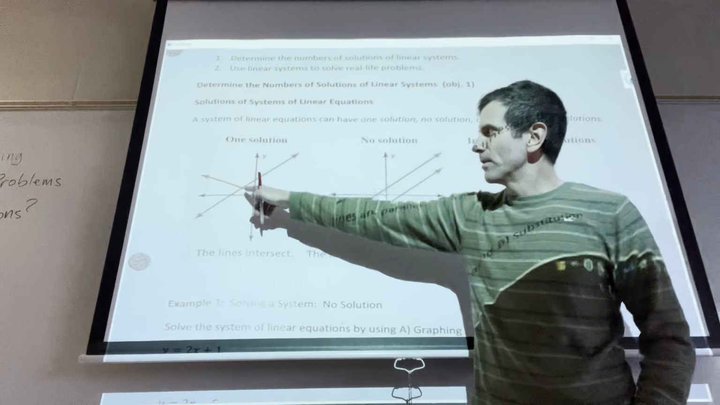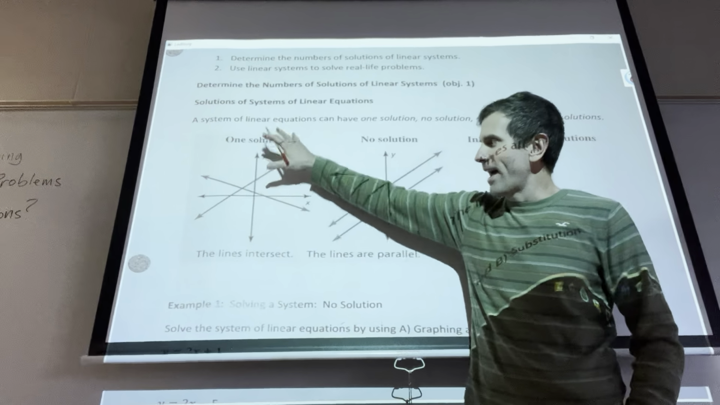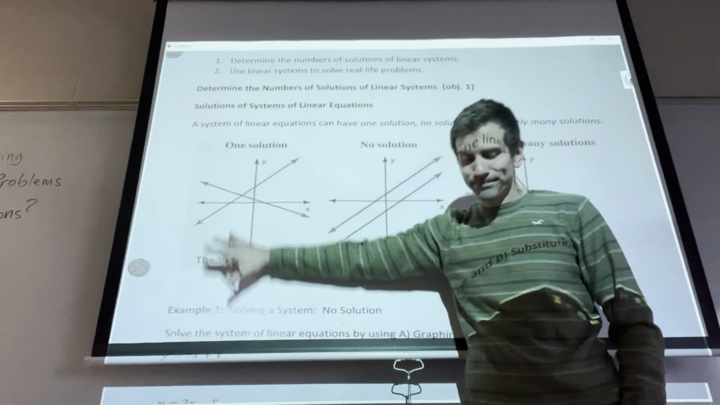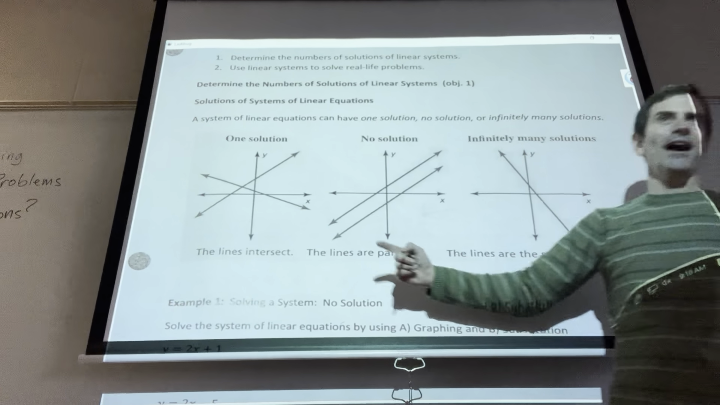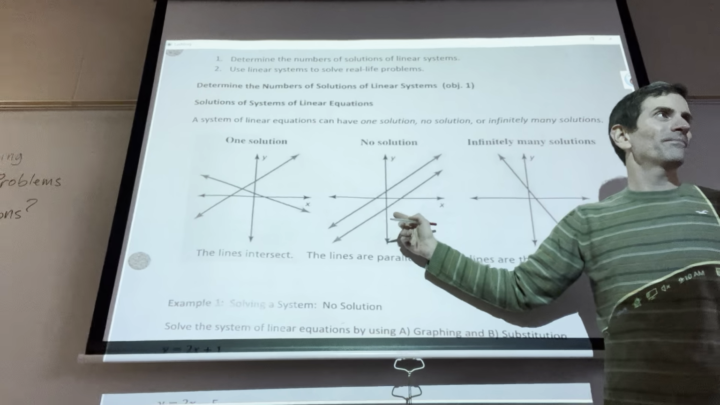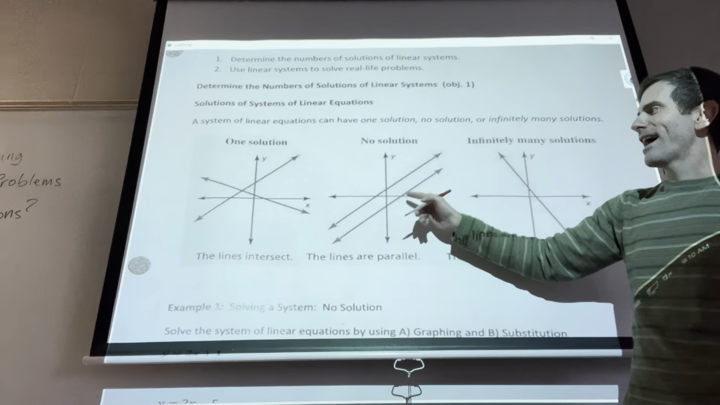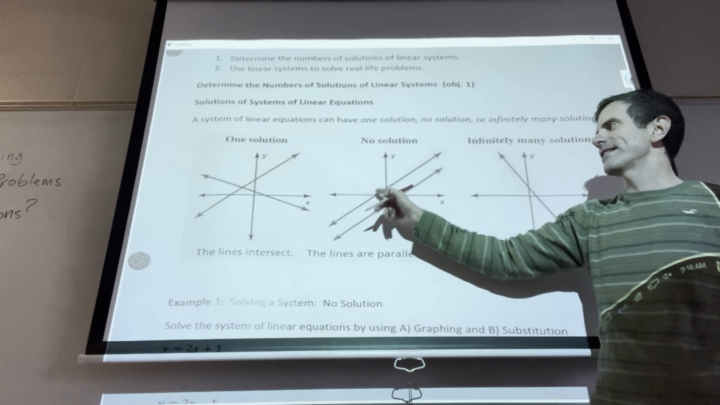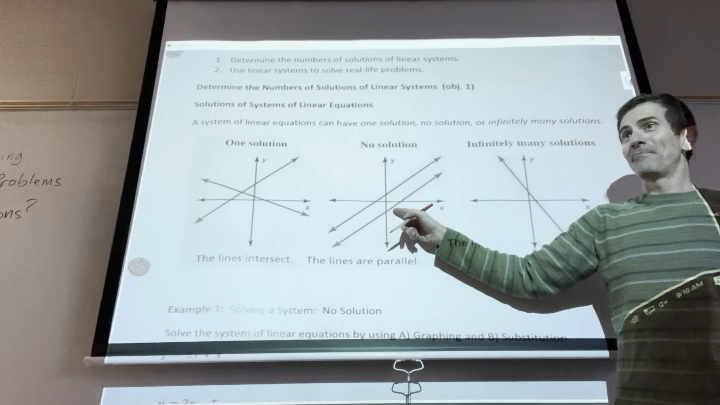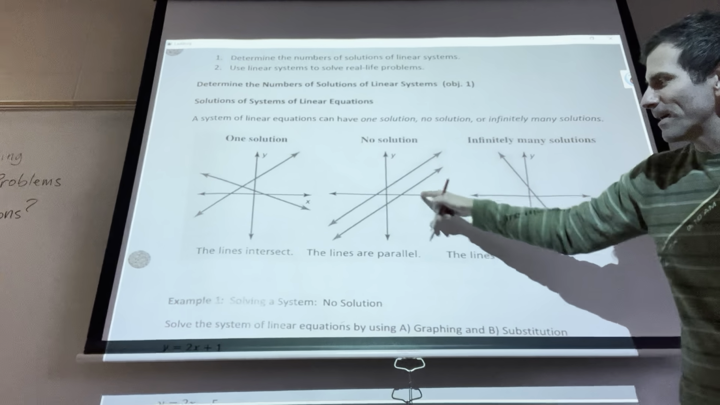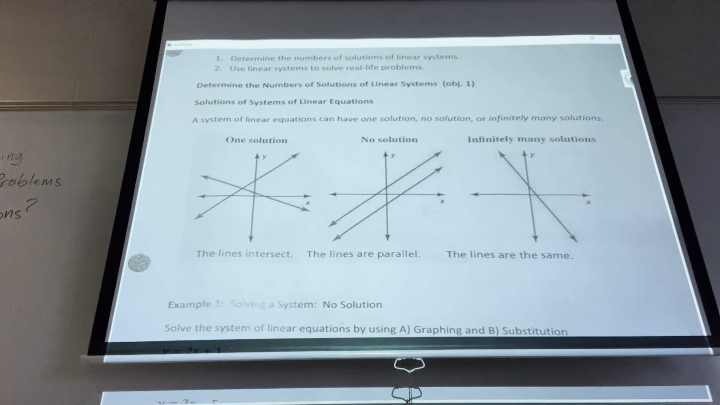When we graphed them, we would look at where they crossed, and that was our solution. So that is what we've already learned about. But, class, is it possible that when you graph two equations, they might be parallel? Think about that. Is it possible to have a solution to both equations at the same time if they never cross? It's not possible. So when you have parallel lines, it's going to be no solution.